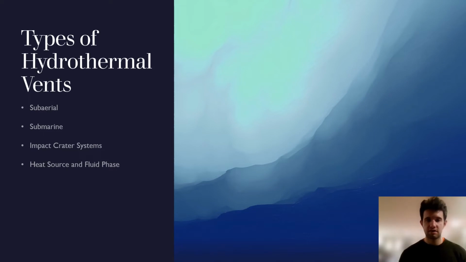So there are three different types of hydrothermal vent systems that I'll be talking about today: subaerial, submarine, and impact crater systems. The two characteristics that these three systems have is that they all have a heat source and a fluid phase. So the heat source refers to the energy needed for chemical processes to occur, and the fluid phase refers to the introduction of inorganic material into the system that allows for chemical reactions to occur.